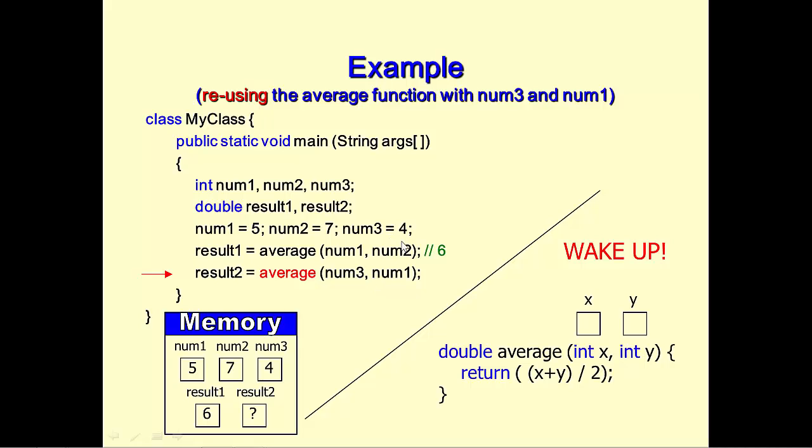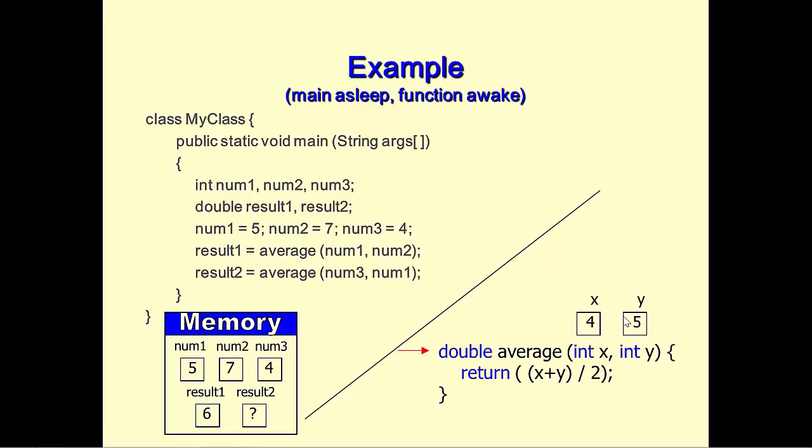Well, num3 has the value 4, and num1 has the value 5. So in this case, taking the value 4, copying it here into x, taking the value 5, copying it here into y. And again, the same thing is going to happen. Now main is going to fall asleep, and this function is the one that's running. It's awake, and so it's going to return us the average of these two numbers. So it's going to return us 4 plus 5 divided by 2, which gives us 4.5.